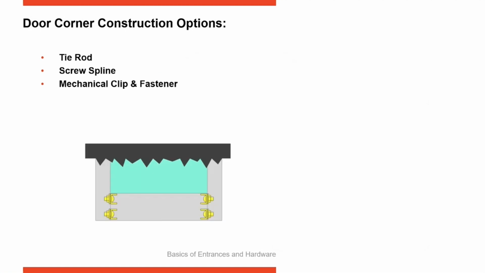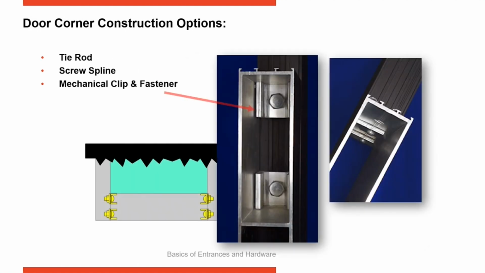Mechanical clip and fastener is the third method. You can see here there are clips attached to the sides of the vertical stile, and then the bottom rail and top rail are slid over those clips, and then fastened down through the rail into the clip. So this is mechanical clip and fastener construction.